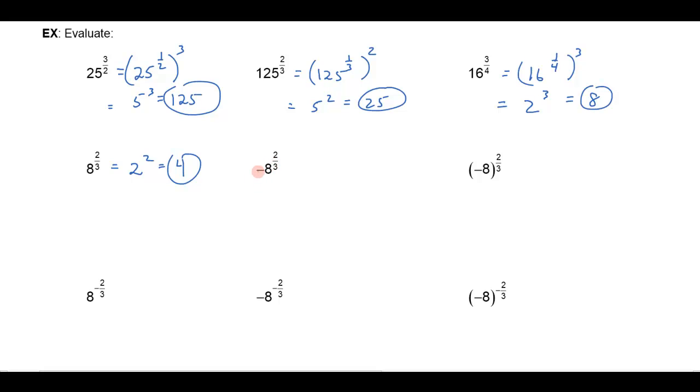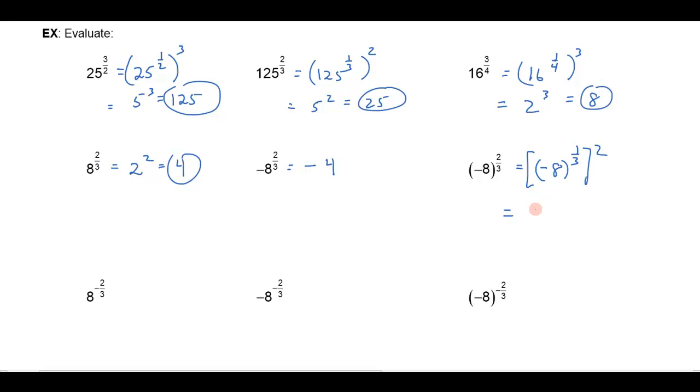Now this negative right here, this is the additive inverse. This is the opposite of this number right here. So this is just going to be a negative 4. This just means the opposite of the number we got over here. Now what's different about this one is the base is negative 8. So this here would be negative 8. And I'm taking the cube root of negative 8, right, which is going to be negative 2, and then squaring that.